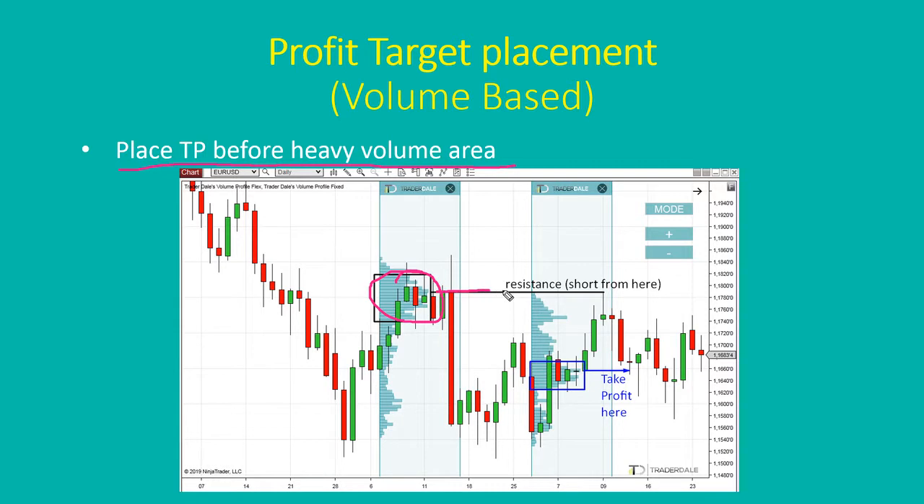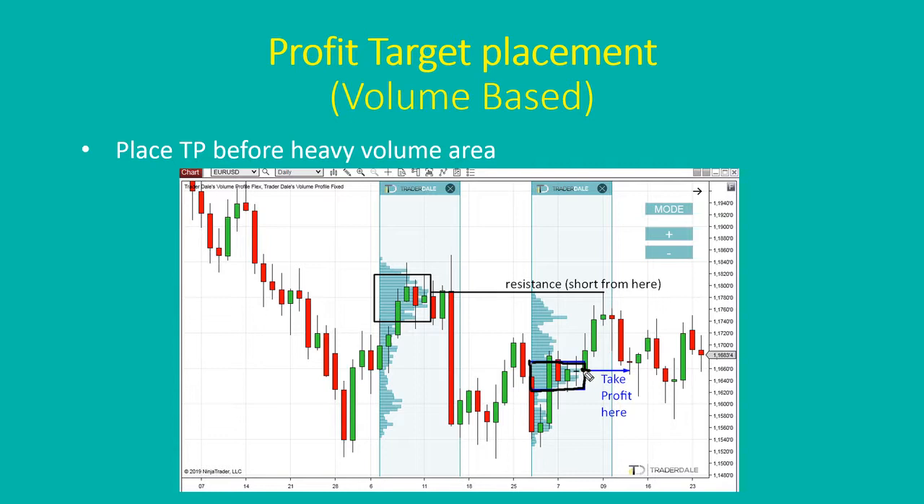Volume accumulation, strong resistance, you go short from there. And you want to look into the pullback area. This is the pullback area where the price went back to your resistance level. And you want to look at the volumes in this area. Those volumes. And if there is some significant volume cluster, like in this case right there, you want to quit your trade before the price reaches the heavy volumes.